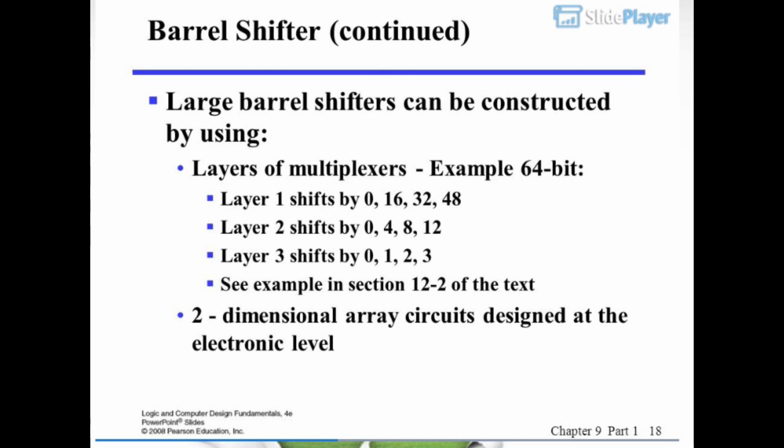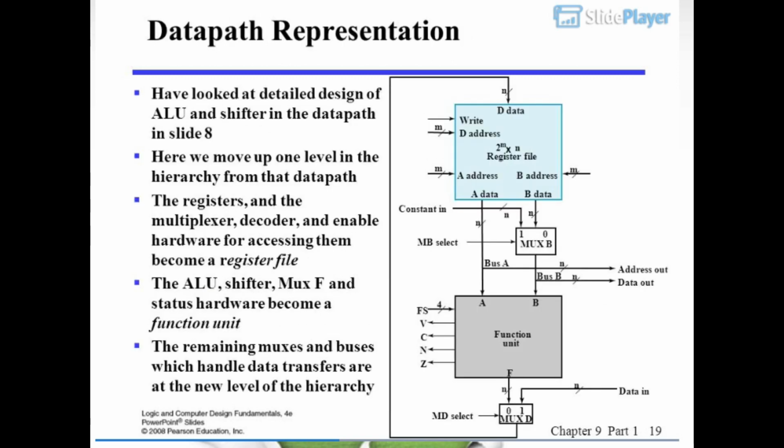2-dimensional array circuits designed at the electronic level. Datapath representation. We have looked at detailed design of a shifter in the datapath in slide 8. Here we move up one level in the hierarchy from that datapath. The registers, and the multiplexer, decoder, and enable hardware for accessing them become a register file. The ALU, shifter, MUX F and status hardware become a function unit. The remaining muxes and buses which handle data transfers are at the new level of the hierarchy.